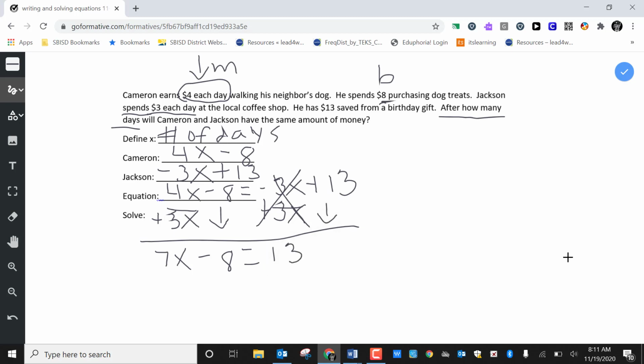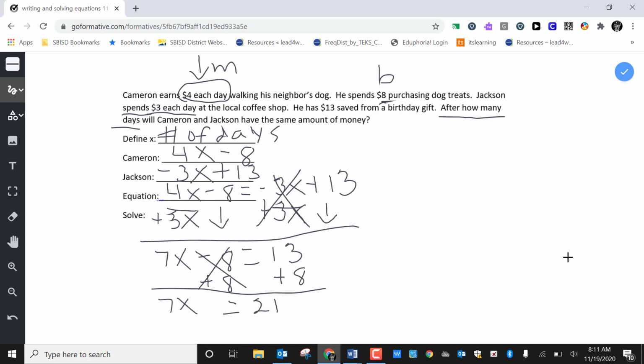Okay, now all my x's are on the left side, and I have 13 on the right side. So I want to move the negative 8 to the other side. So the opposite of negative 8 is positive 8. I've got to do that to both sides. So I'm going to simplify it, so I have 7x, negative 8 plus 8 is 0, equals 13 plus 8 is 21.